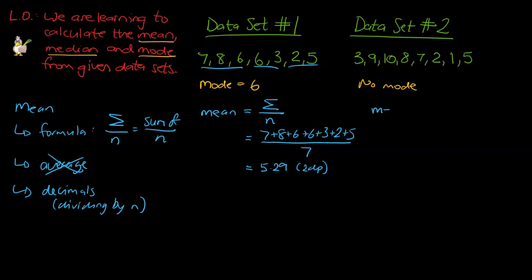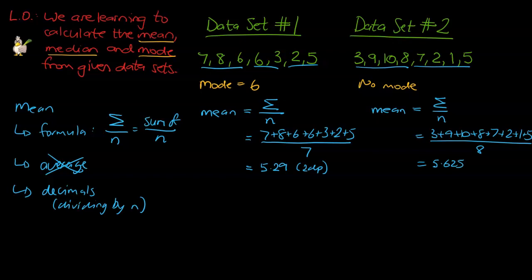Let's recap how that works for the next data set. So the mean, going to be a fairly similar process. Because I'm dealing with a formula, I'm going to jot down my formula, sum of, divide by n. The sum of, in this case, is going to be 3 plus 9 plus 10 plus 8 plus 7 plus 2 plus 1, and then I'm going to squeeze plus 5 in just on the edge there. And that's going to be divided by n, the number of bits of data we have. We've got 4 over here and 4 over here, which gives us 8 in total. So that's going to be equal to 5.625. And this was a messier number, but because it was a perfect number after 3DP, I'm not going to have to worry about any rounding.